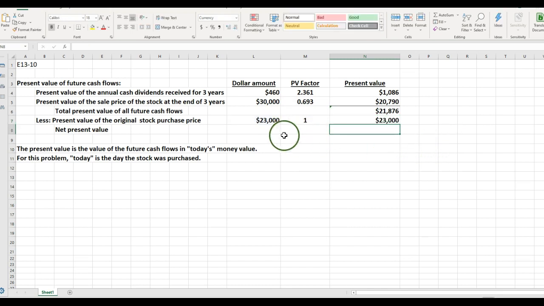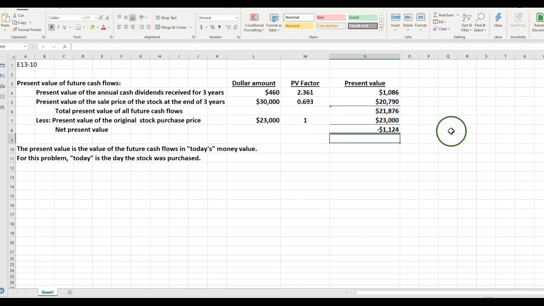So 23,000 paid today is worth 23,000. 23,000 you might receive today is worth 23,000. But the amounts you receive in the future are worth less than the amounts you receive today. Converting those to today's value, you can see the amounts are less. And so what we need to do to find the net present value is now subtract from the future cash flows today's investment.